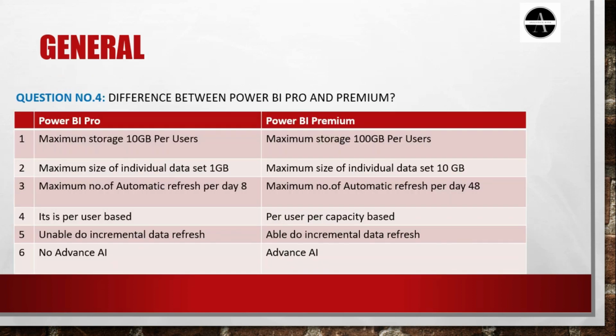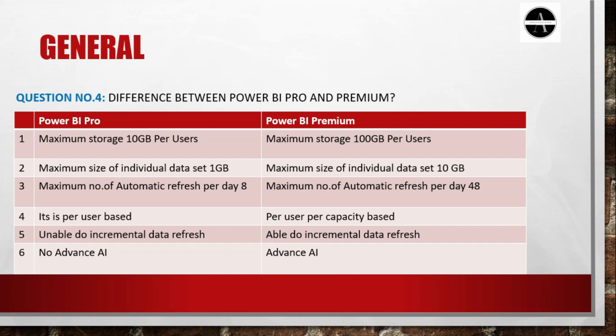Now if you mention Power BI Pro and Power BI Premium in your previous answer, then the next question they might ask you is, tell me the difference between Power BI Pro and Power BI Premium licensing. Then these are the 6 differences. First, in Power BI Pro, the maximum storage capacity is 10 GB per user, whereas in Premium it is 100 GB. The second difference is, in Power BI Pro, the maximum file size is 1 GB, whereas in Power BI Premium it is 10 GB.